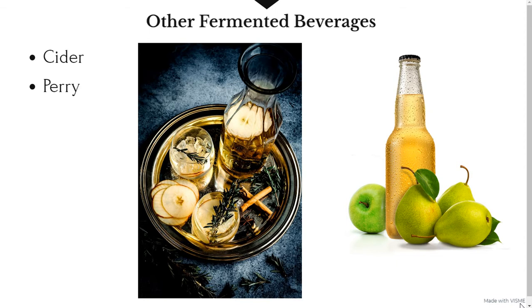Cider, taking a look at the first picture, is a fermented alcoholic beverage which is prepared from the fermented mash of cider apples. The proportion of apple juice in manufacturing has to be 75%. 75% apple juice with the addition of 25% pear juice is utilized in making cider, while perry is made with 75% pear juice and 25% apple juice. It is made from the fermented mash of pears.